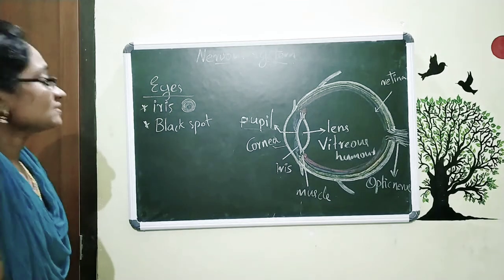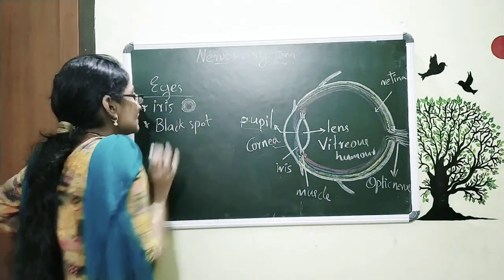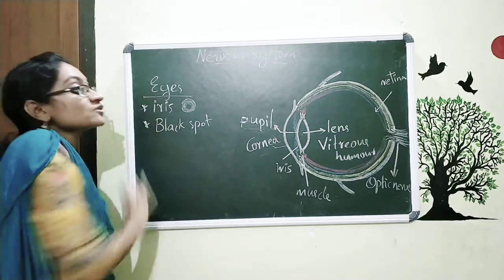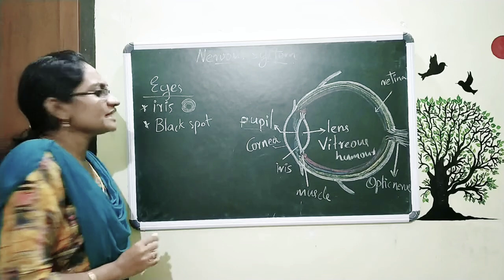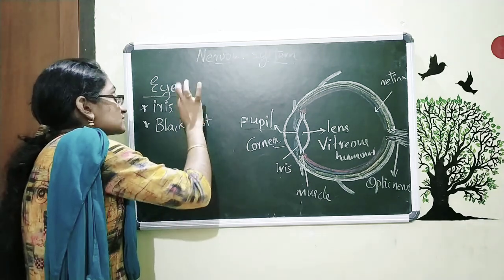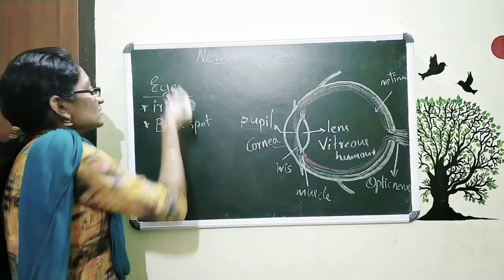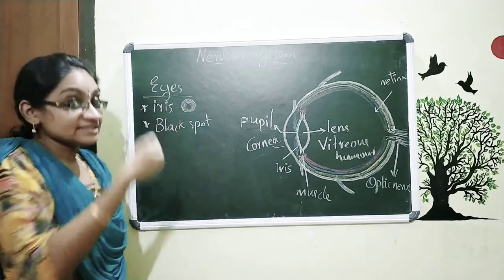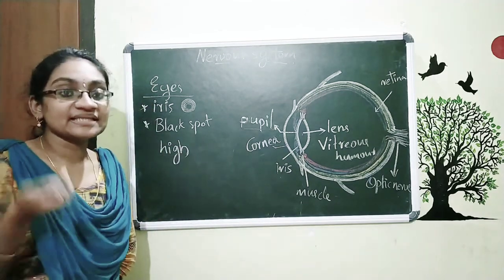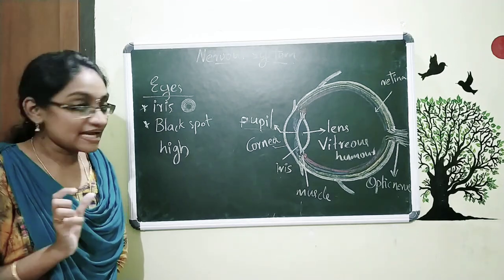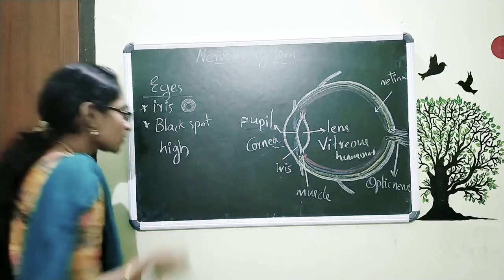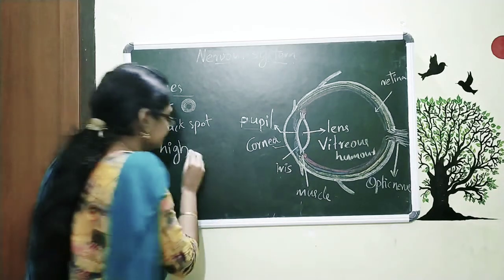Now we already said that there is a black spot, and this iris can adjust the size of our pupil. How can it be adjusted? That is a different phenomenon, but when high intensity light falls on our eyes, the pupil gets contracted. High intensity light, it gets contracted, meaning it gets small.